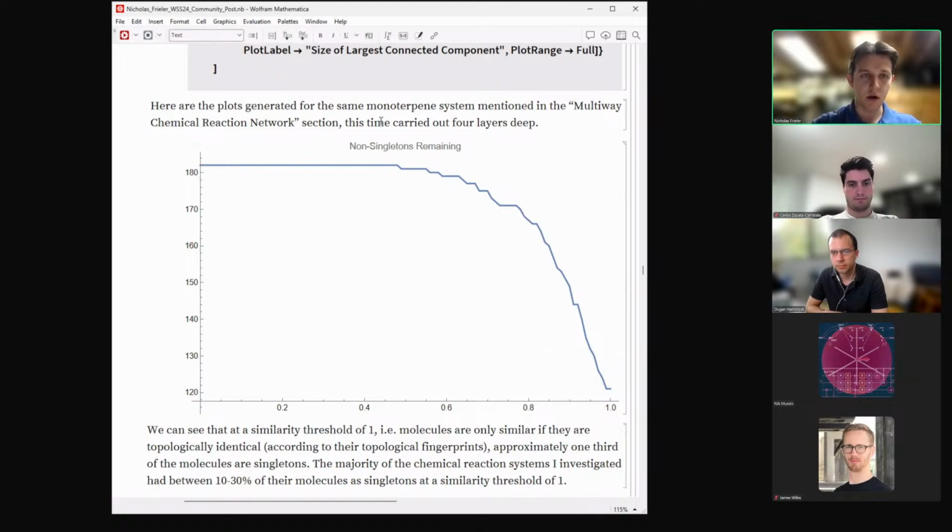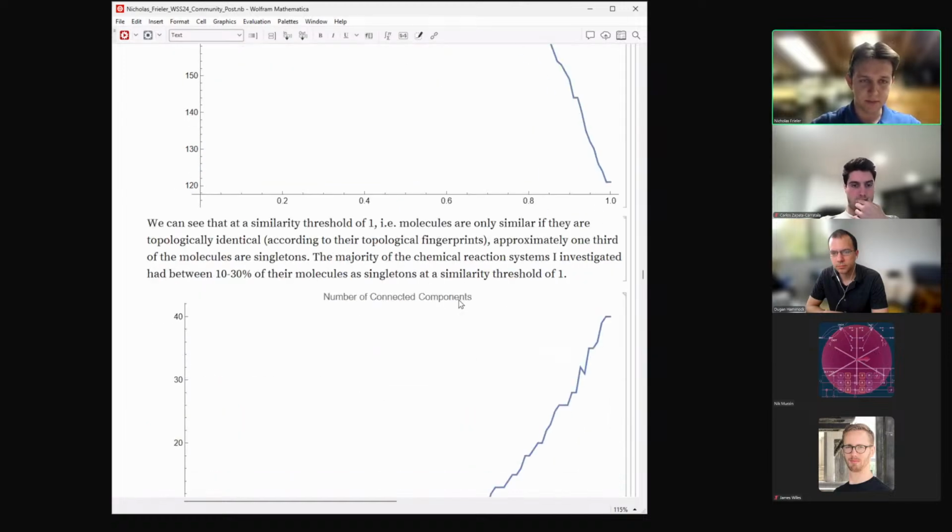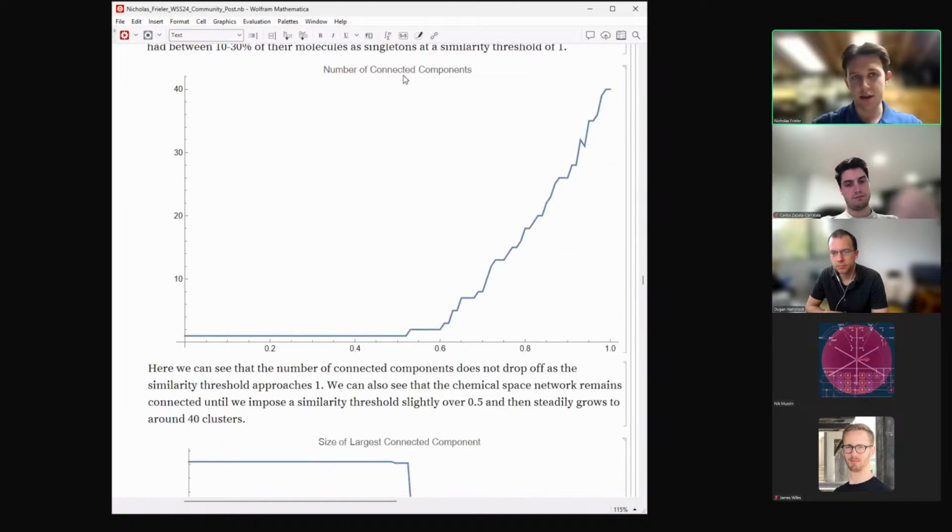And more often than not, depending upon how you generate these molecules, it's going to be one large connected component in terms of similarity until about 50 to 70% similarity. And then you're going to have this drop off. And then another thing you can look at is the number of connected components. So as you increase the similarity threshold, how similar the topologies need to be, you're going to get more splitting of these connected components, and you can see how this grows.